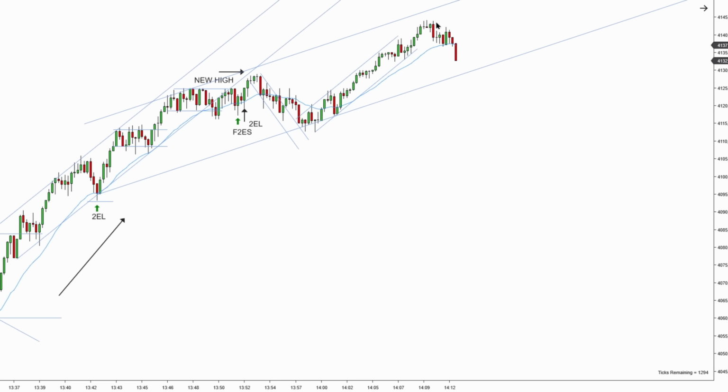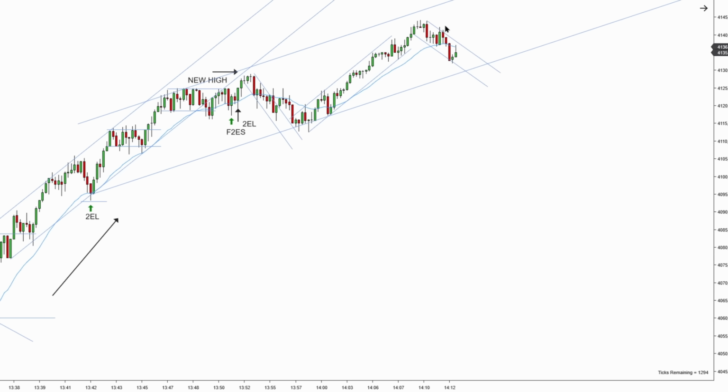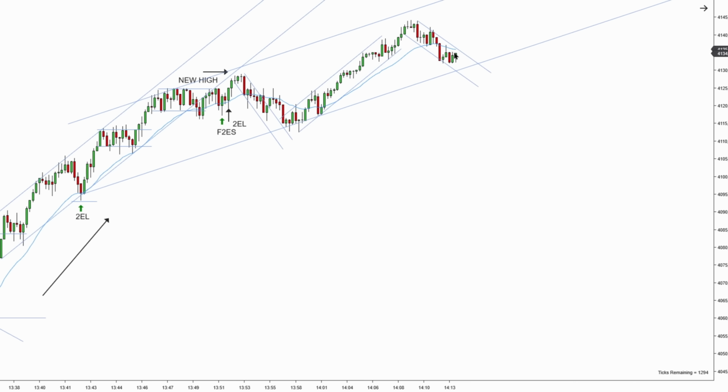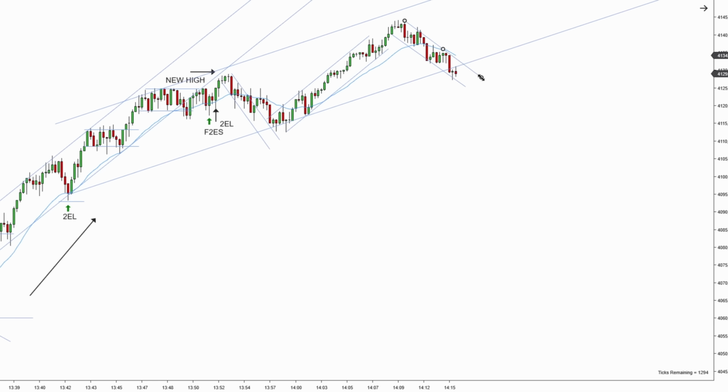And now we're breaking lower, so I need to redraw my channel a little bit like this. Okay, we have a visual second entry long. It's actually a third entry long, but it's still in the middle of no man's land. There is no trigger above these bars, no trigger higher, so nothing, and the market keeps pushing lower.